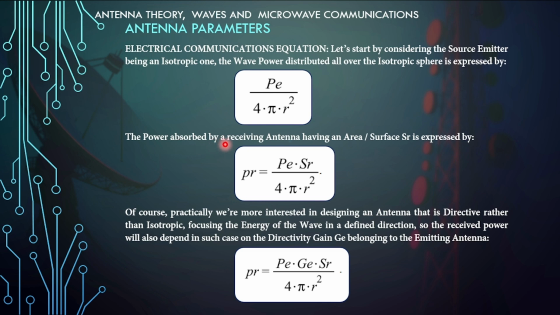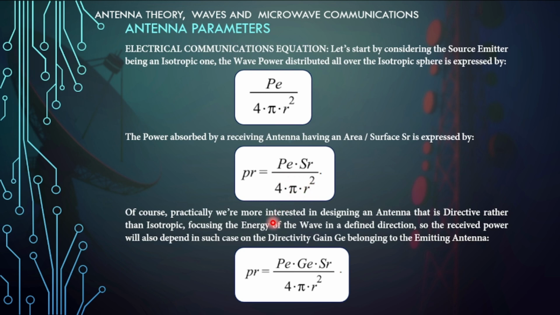The power absorbed by a receiving antenna having an area surface SR is expressed by PR equal to effective power times the receiving surface or area of the antenna divided by 4 pi r squared.